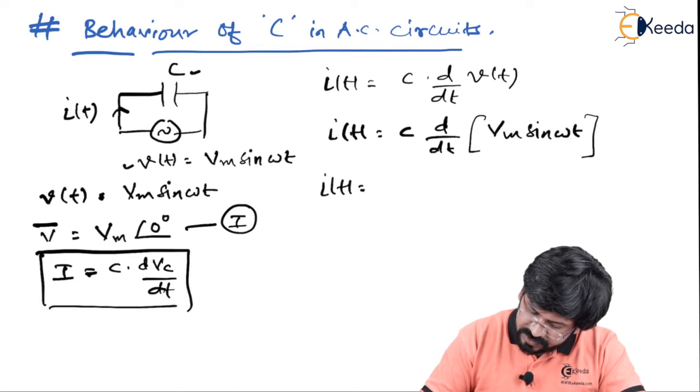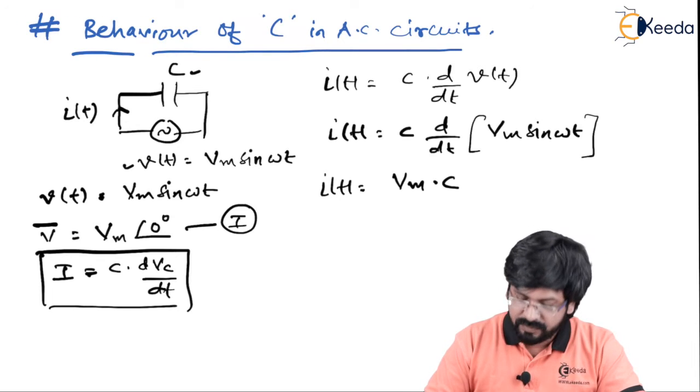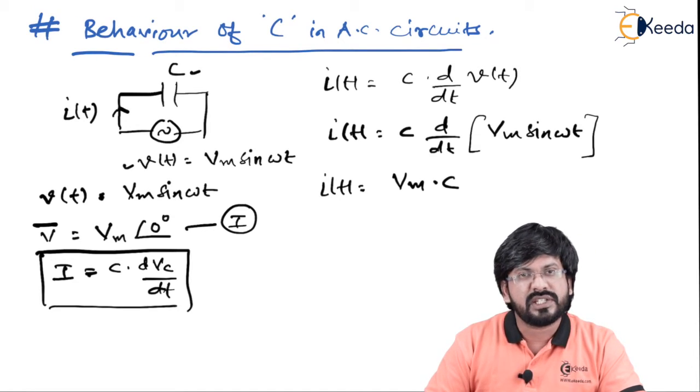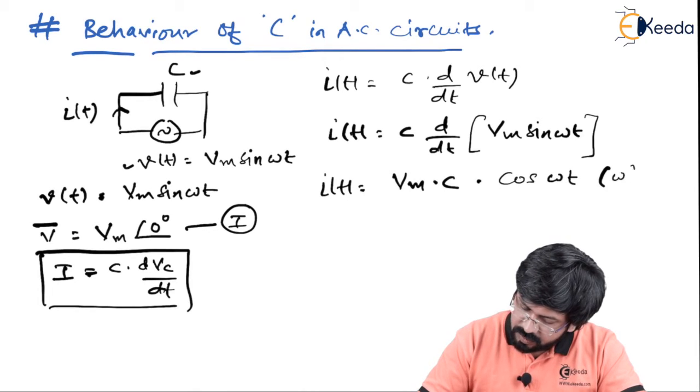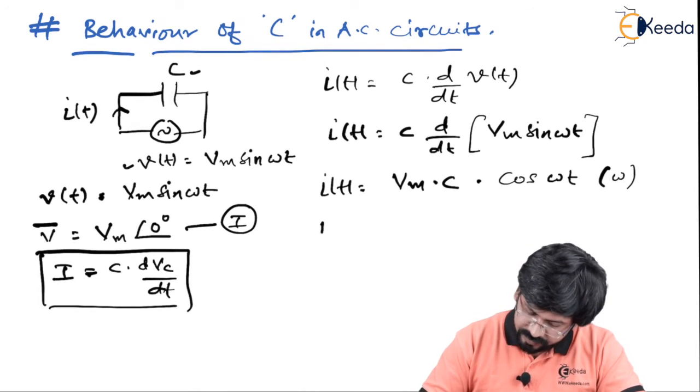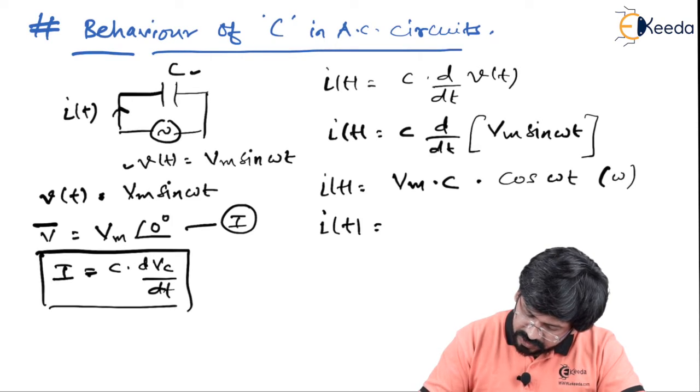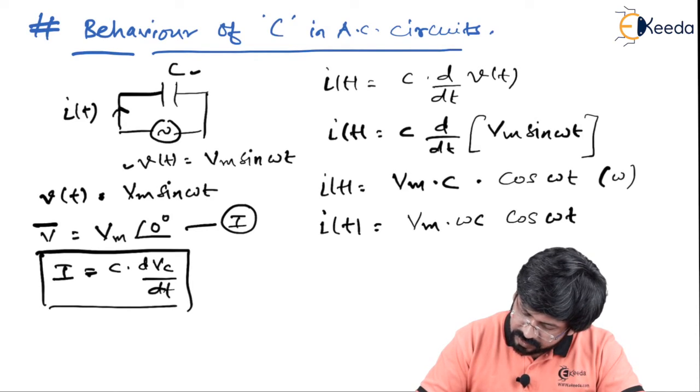I can write i of t as Vm into C. Vm we have to take out. Derivative of sine is cos. So it becomes cos of omega t multiplied by constant omega. In fact, I can now write i of t as Vm into omega C cos of omega t.